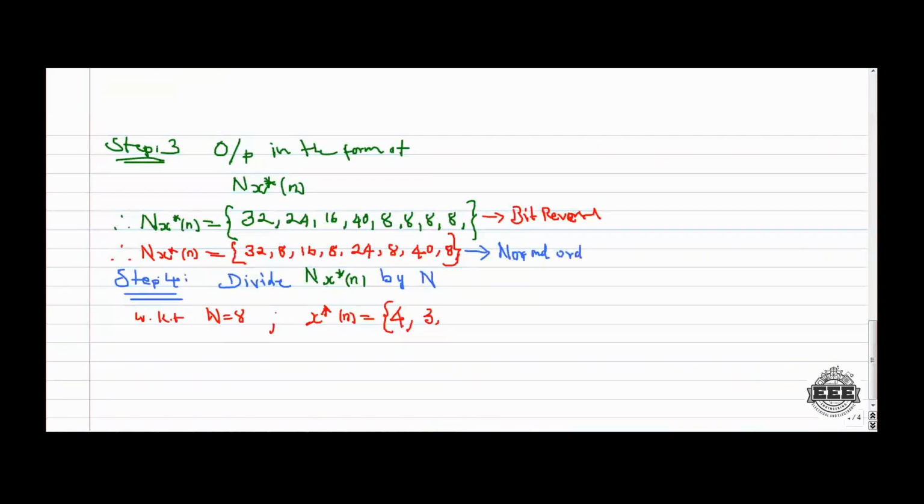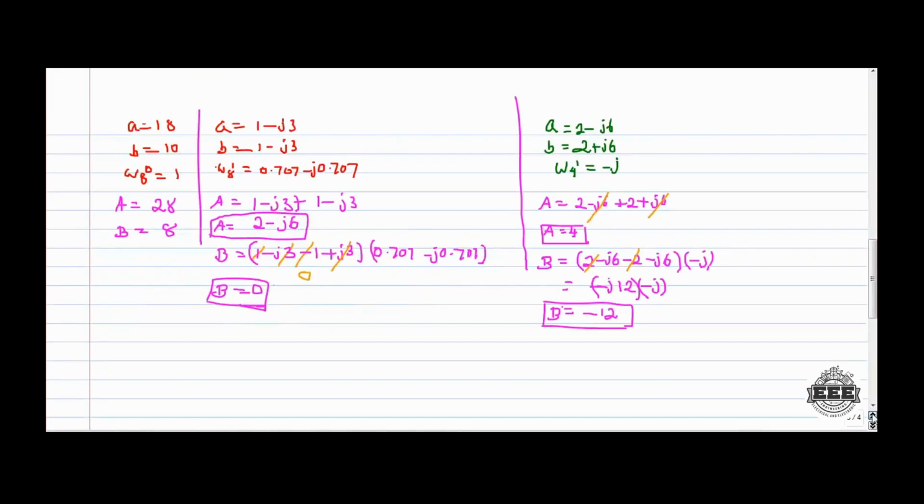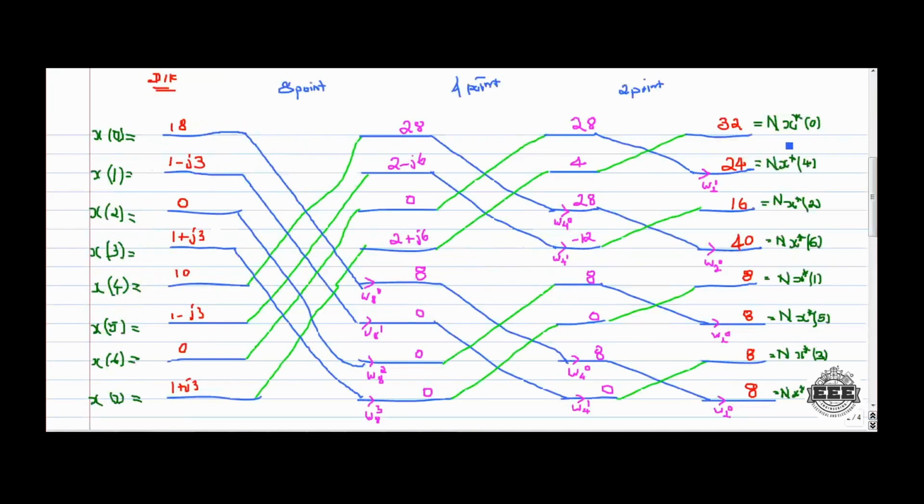Normal order. Doubt, sir. Previous question, sir. 28 and minus 12, sir. Which one? Okay, this is minus 12.